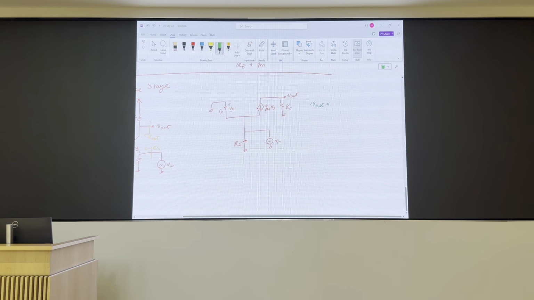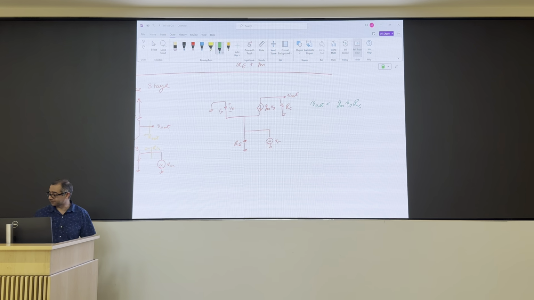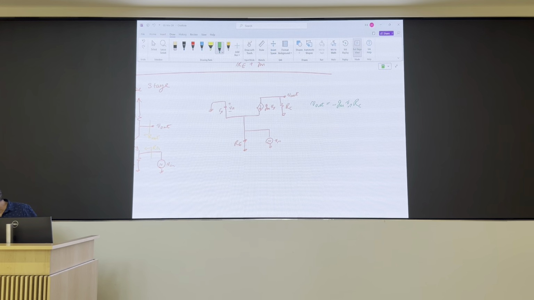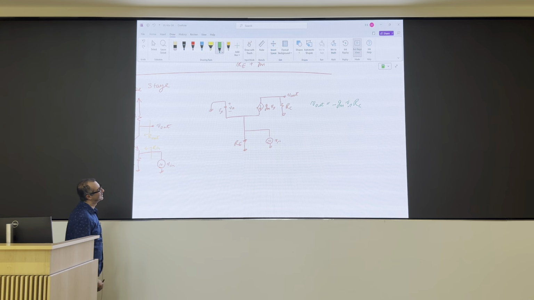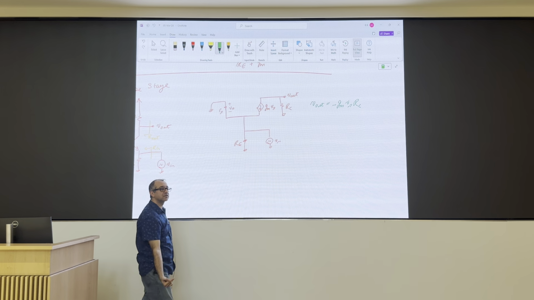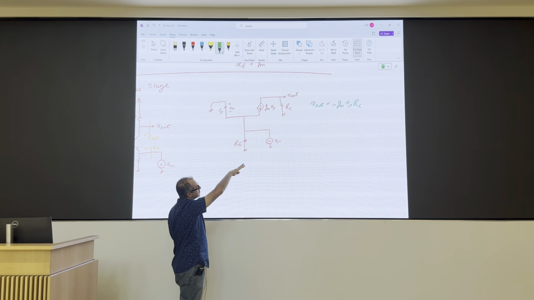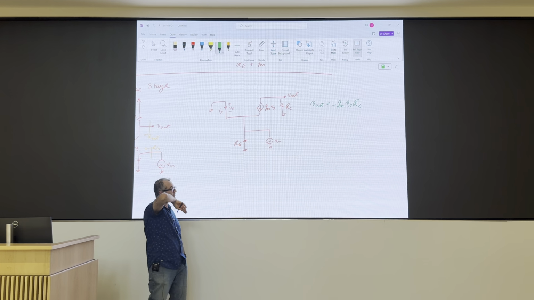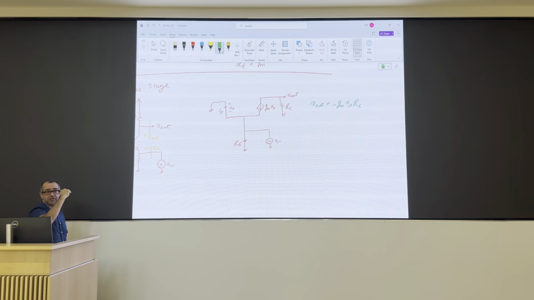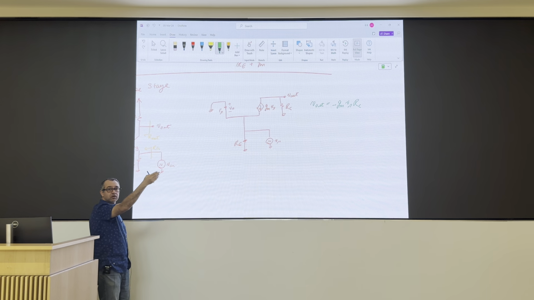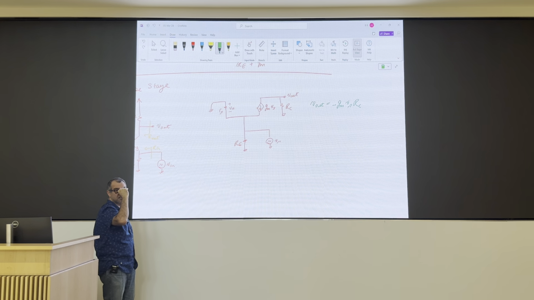g_m v_pi R_C. Current is going from ground up the resistor into that transistor. So minus g_m v_pi R_C. Okay, so I need to find v_pi, and I need to find the relationship between v_pi and v_in. Hopefully. So what do I do next?